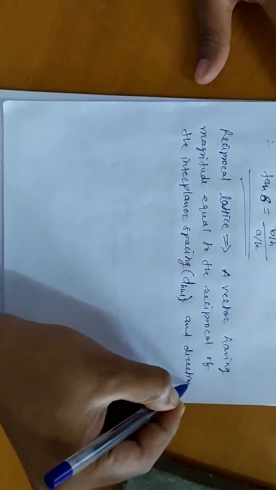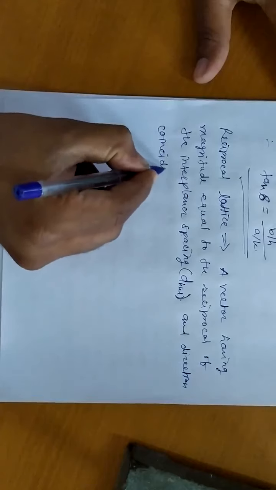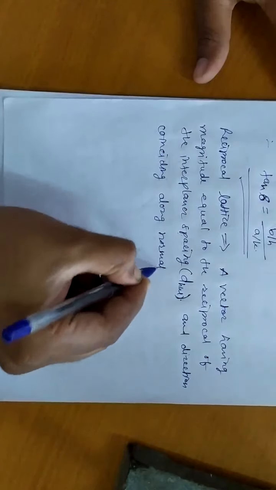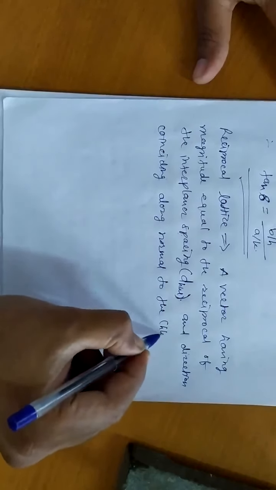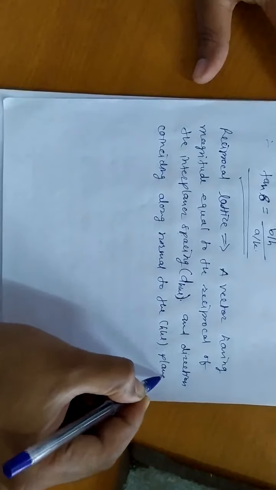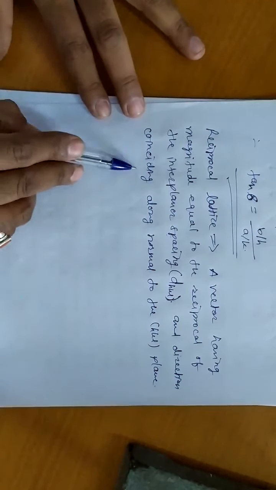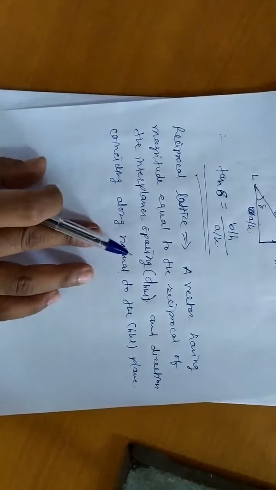direction coinciding along the normal to the HKL plane, and has the direction which coincides with the normal to the HKL plane. That is the plane we had considered here.